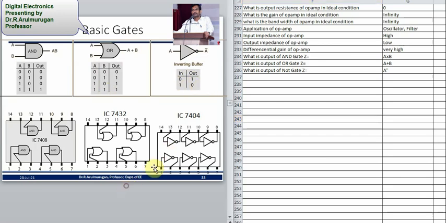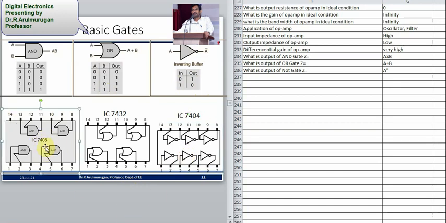Okay, so this is the IC available. 7408 for the AND gate, 7432 for the OR gate, 7404 is the NOT gate. See inside the IC, how many AND gates are there? Look: 1, 2, 3, 4. There are 4 AND gates. You can give the input here and you will get the output.